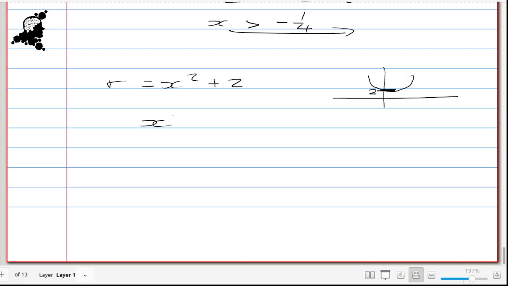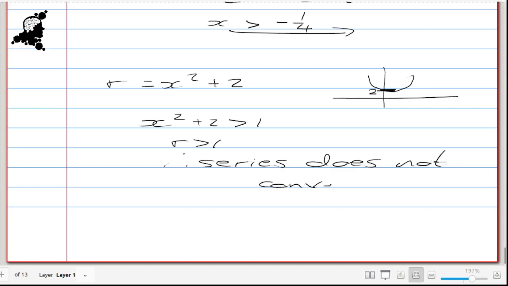What you will realize is that x squared plus 2 is always going to be positive. It is always going to be greater than 1 for that matter, because the minimum value is 2. So because it's greater than 1, the series will not converge because r is not between negative 1 and 1. So I could say r is greater than 1. Therefore, the series does not converge. I hope that this makes sense.